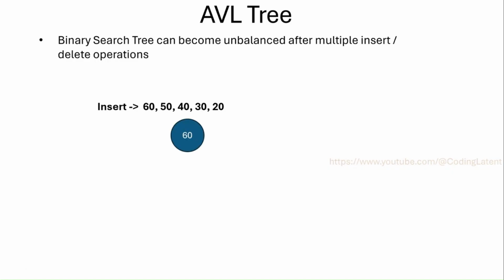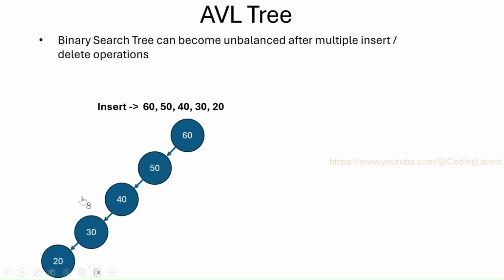First, it will add 60. Then it will add 50 as the left child of 60, because 50 is less than 60. So it will go on to the left side. Then 40 will get added as a left child of 50. And similarly, 30 and 20 will get added. Now you can see our binary search tree will look like this if we insert these numbers in this order.